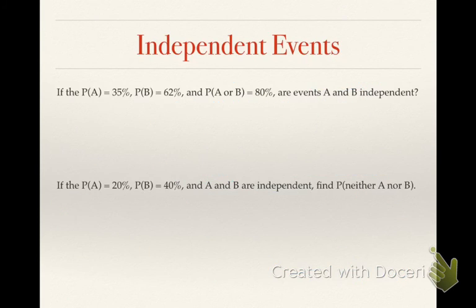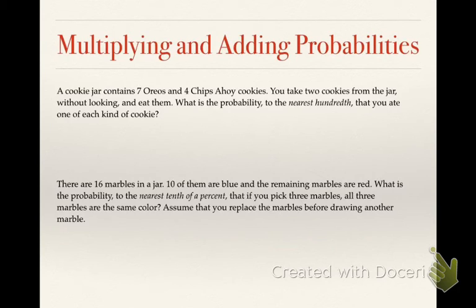Alright, and lastly we're going to look at multiplying and adding probabilities. Now this is dealing with multi-stage events. Typically, anything that's happening at the same time gets multiplied. So anything happening at the same time deals with multiplication of probabilities. Anything that is being done separately, that is going to be when you add.